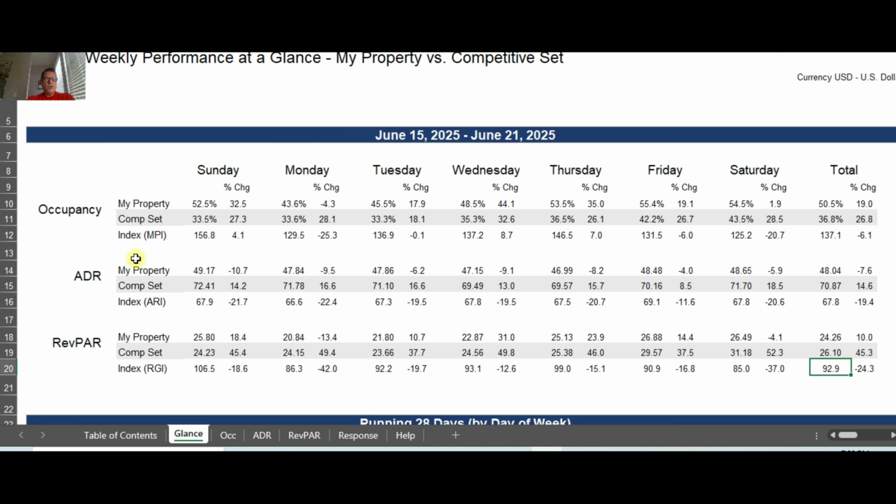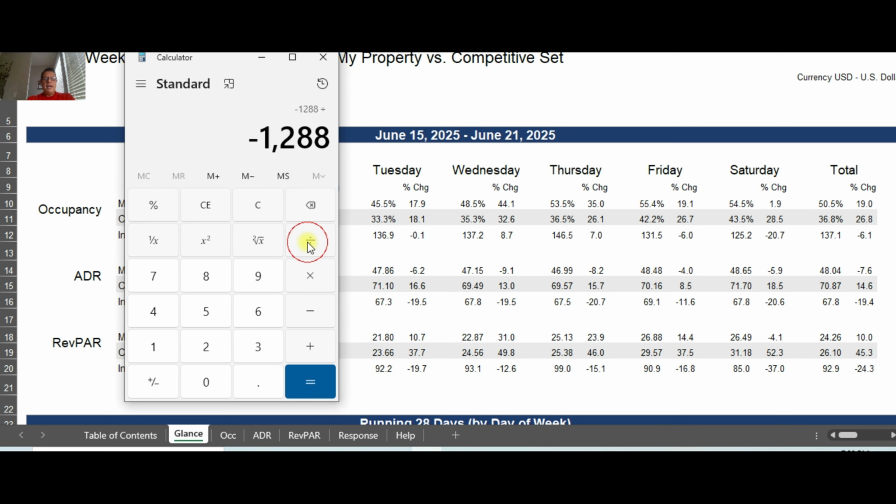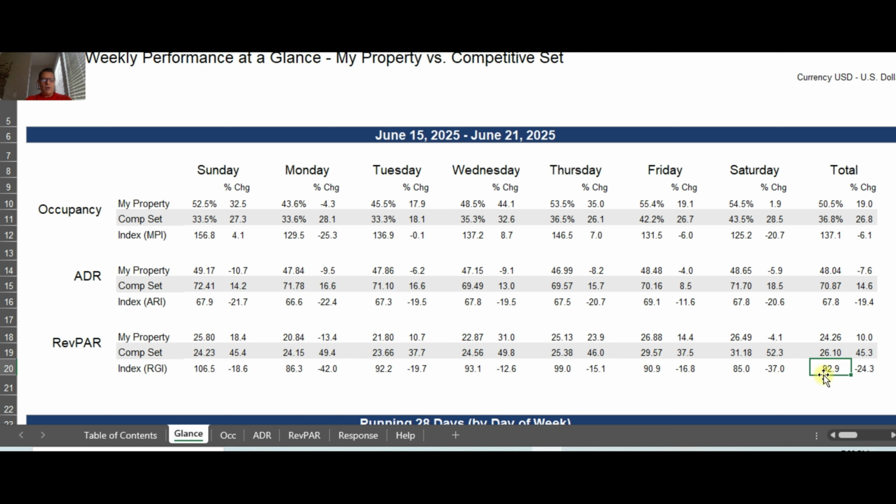Let me show you. See this ADR column here, average daily rate. I take the average daily rate for the property for the week, which was $48.04, and I divide the amount of revenue that we're short, which is $1,288, by it. So if I do that here, it's going to show you that this property fell 26 rooms short of hitting their goal 100% RevPAR index. You see how I did that, right?